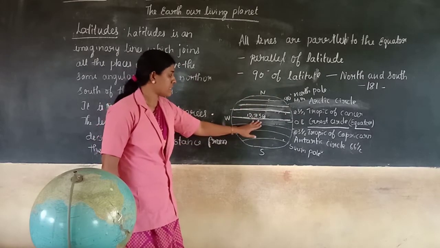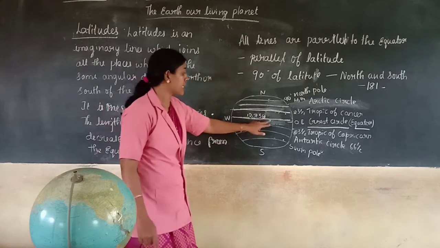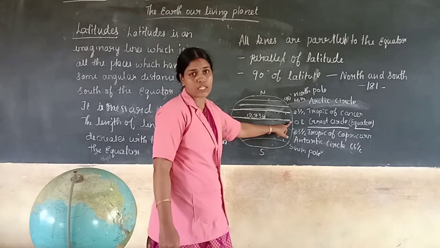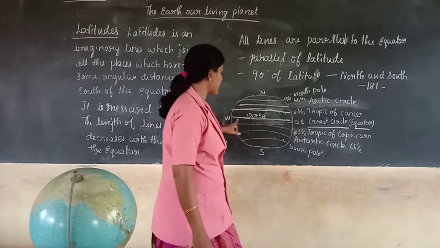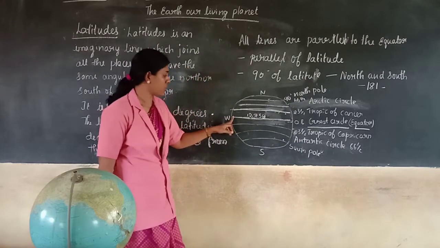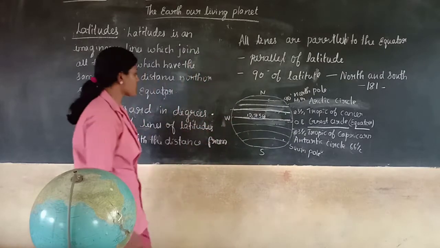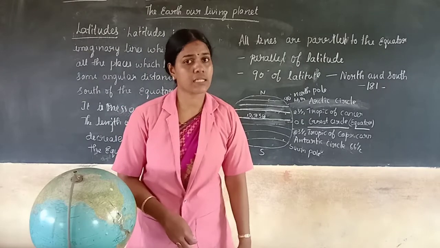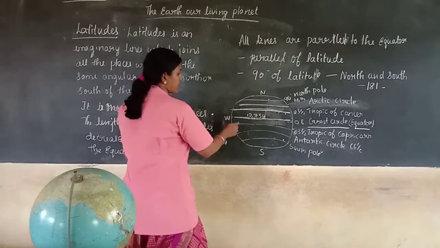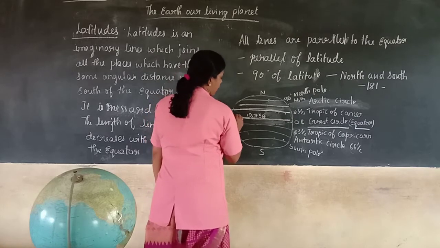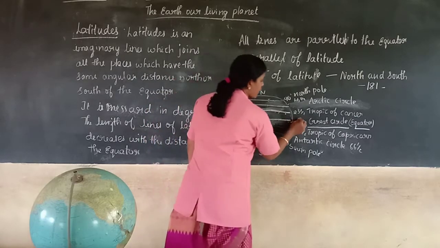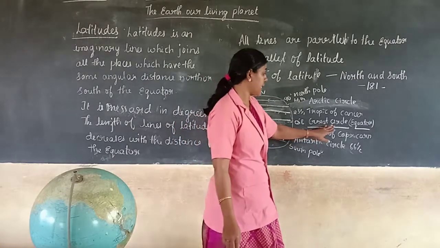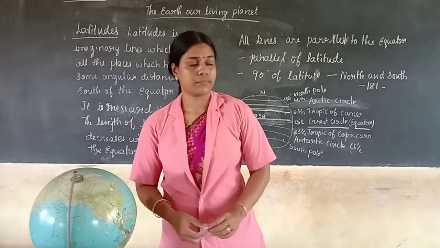Which is the longest line of the latitudes? 0 degree. This line is known as the longest latitude, 0 degree. This line is drawn in the middle of the globe. It is known as the great circle or equator. This is the longest line of the latitude, 0 degree.